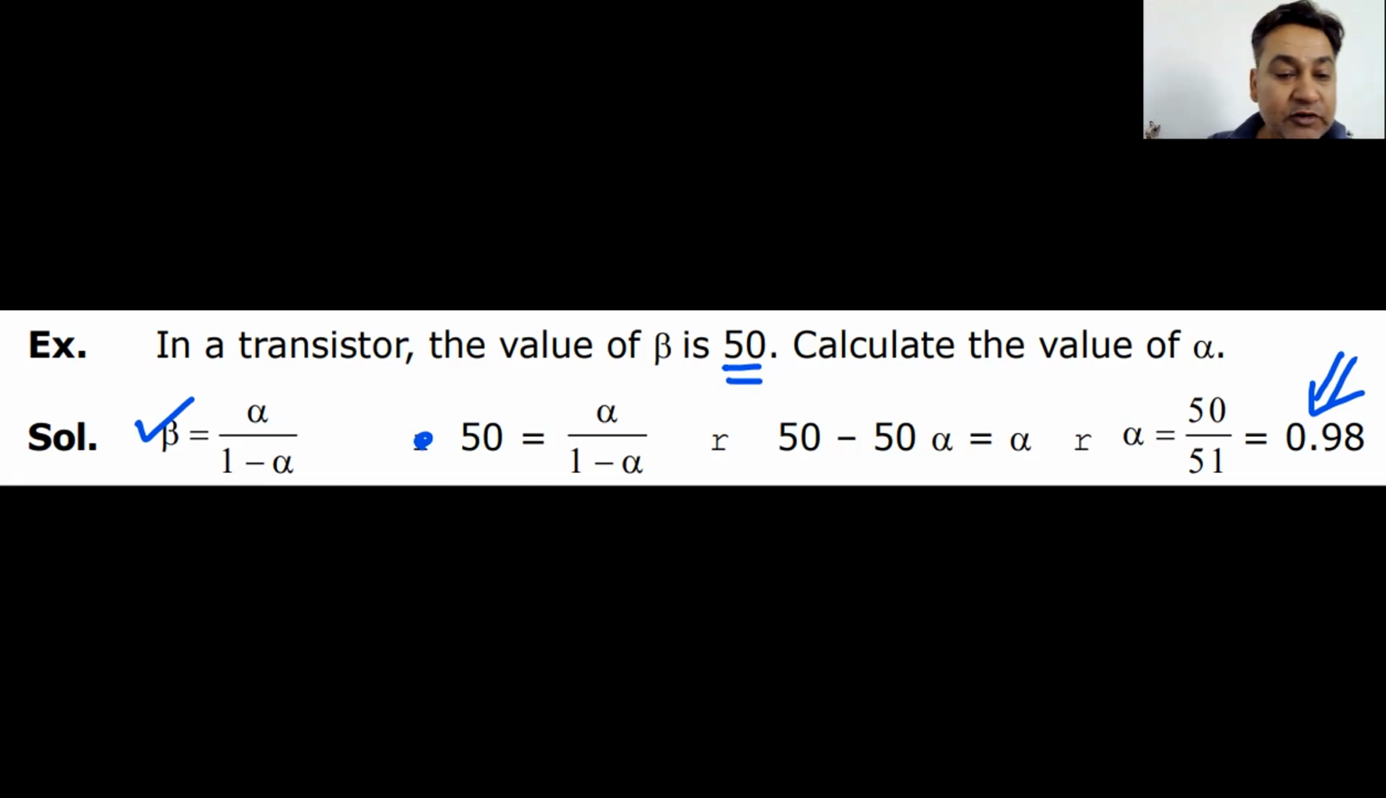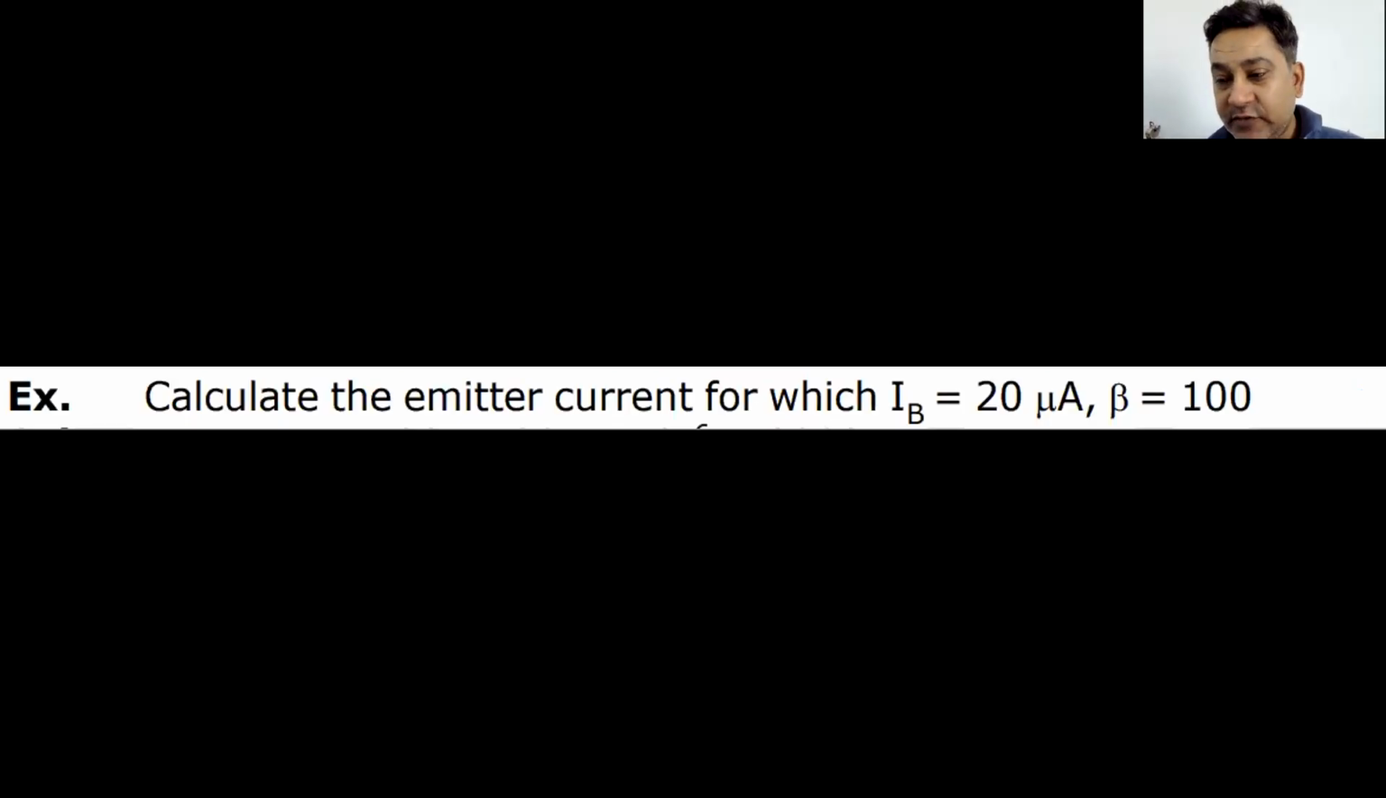Can we move on to the next question, please? Yes, sir. Again, this question is from your exercise. Calculate the emitter current. Base current is 20 microampere. Beta is 100. Always greater than 1. Let's see who does it for me.